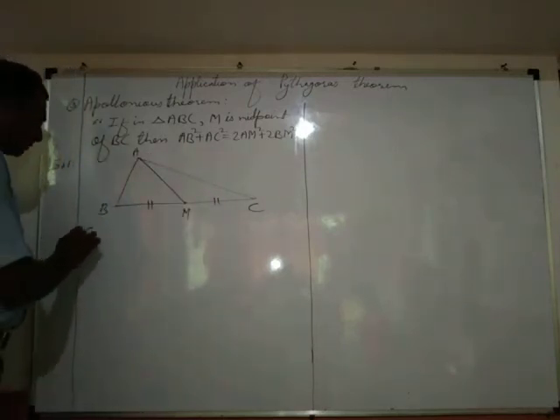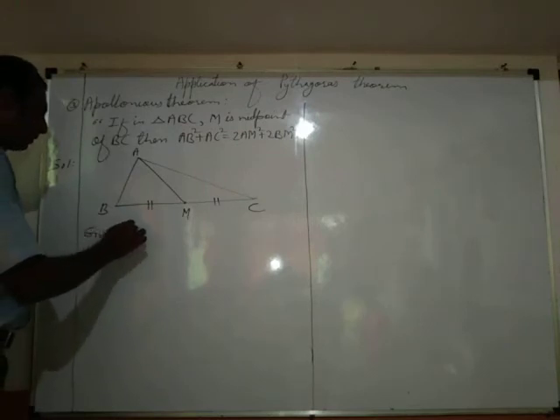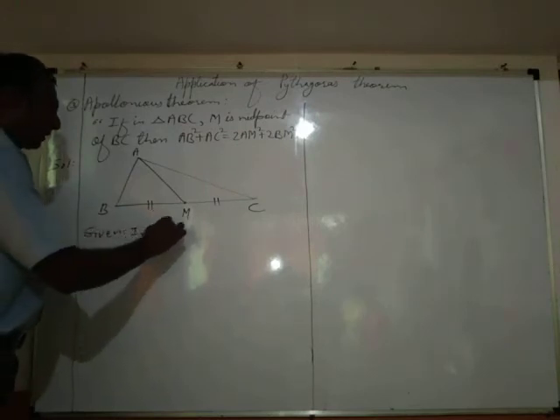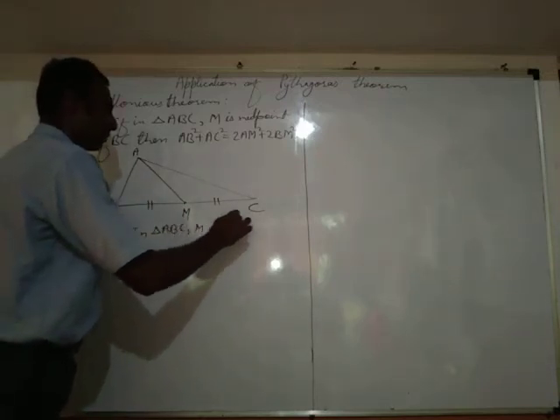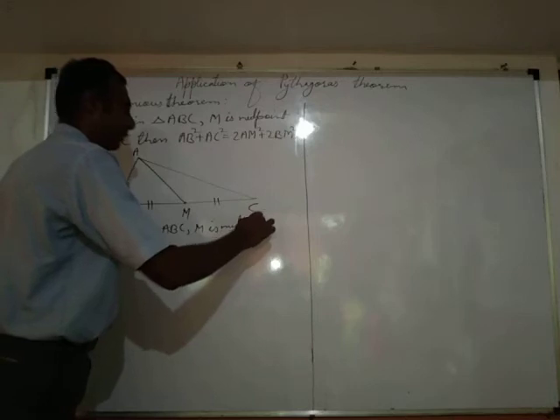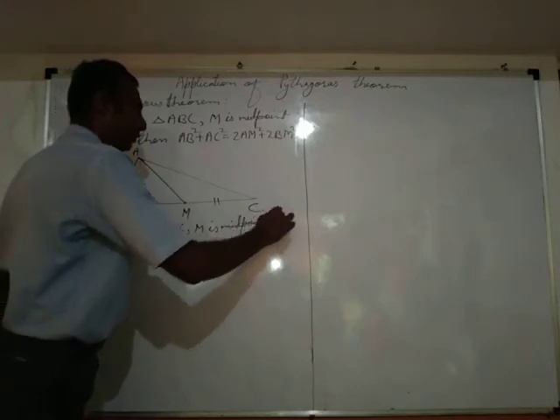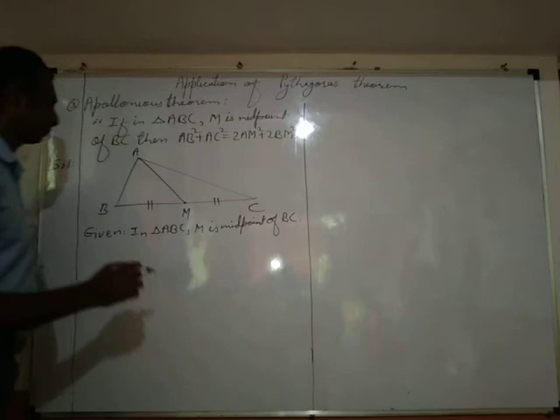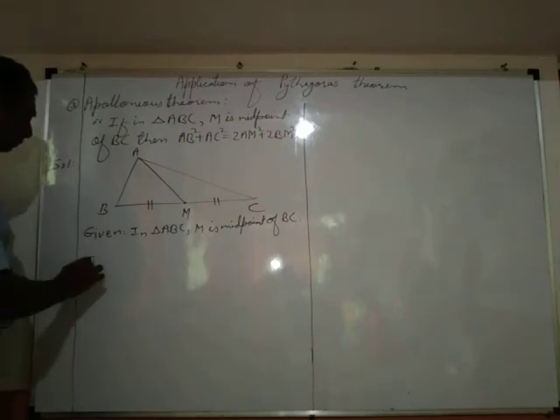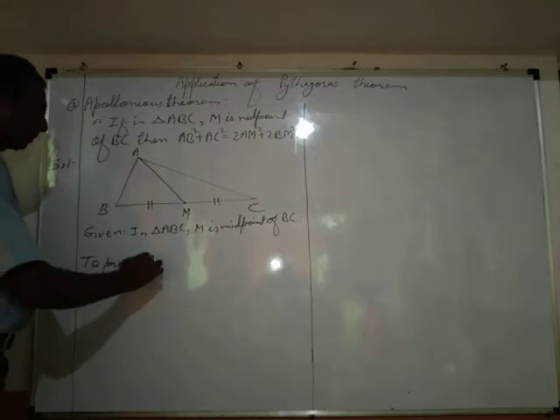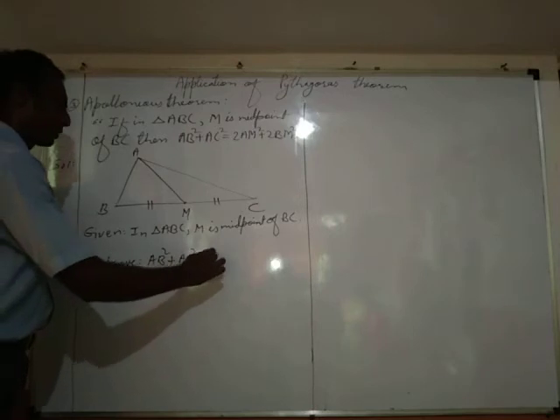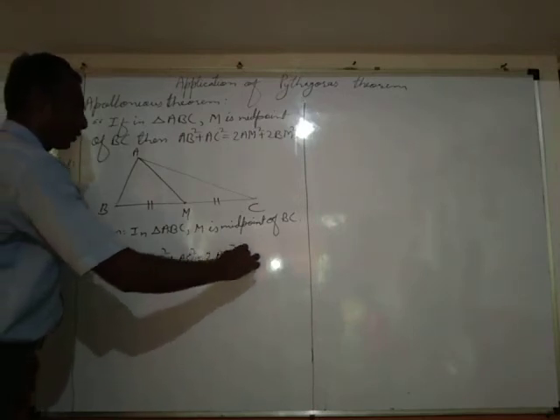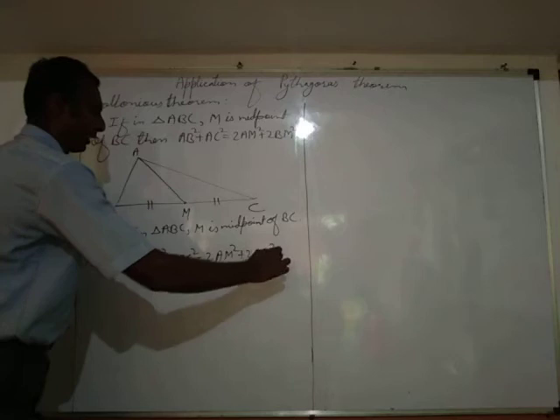Okay, let's mention in given, in a triangle ABC, M is midpoint of BC. To prove, what to prove? To prove AB square plus AC square equals 2AM square plus 2BM square.